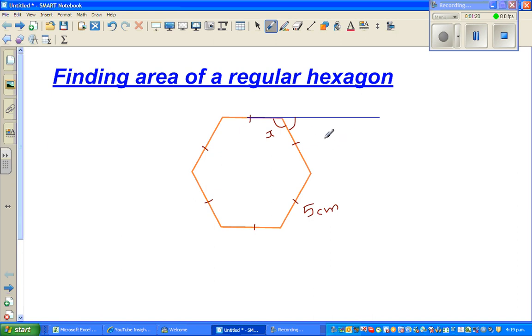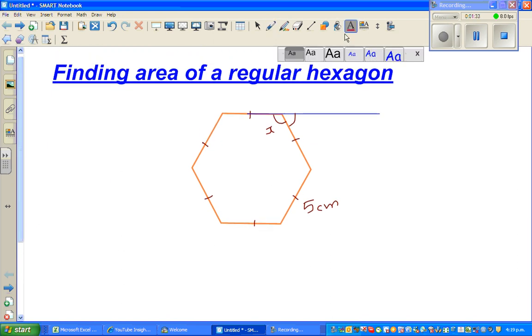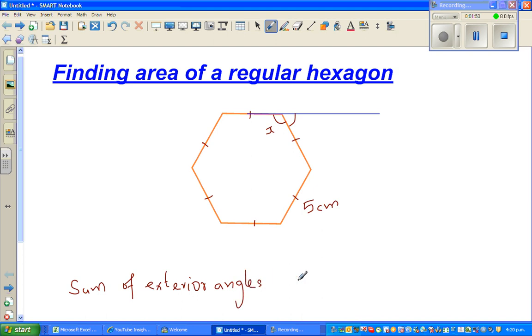If you watched one of my other videos, I have proved that the sum of exterior angles of any polygon is always 360. Let me write that. This is a very important rule: the sum of exterior angles of any polygon, that means any number of sides, is always 360. If you take a hexagon, a pentagon, or an octagon and add the exterior angles, it will always be 360.